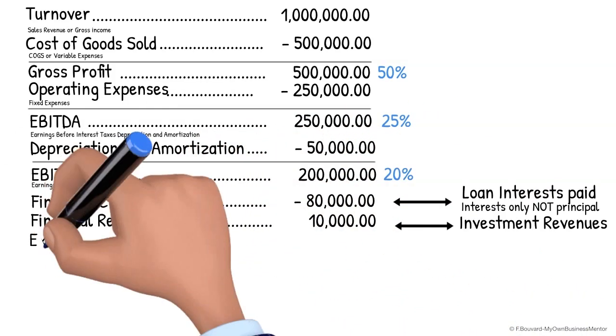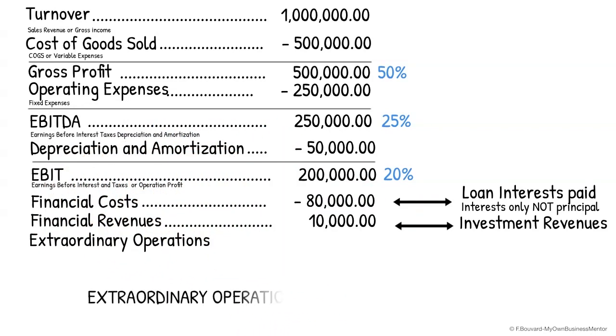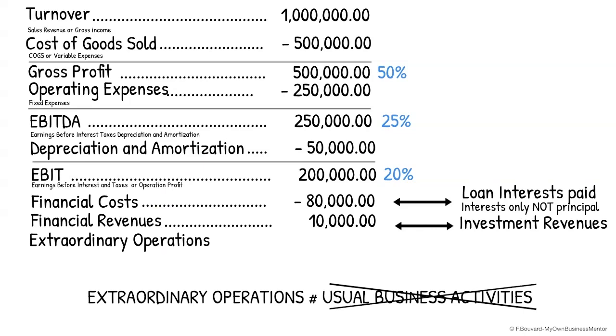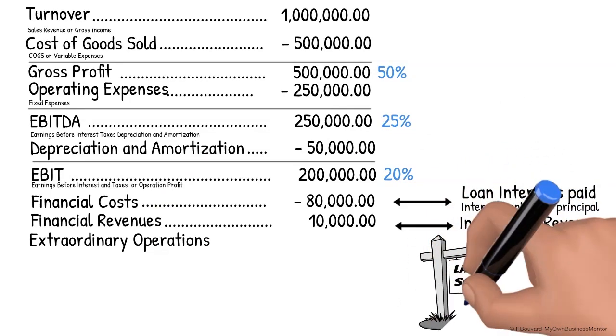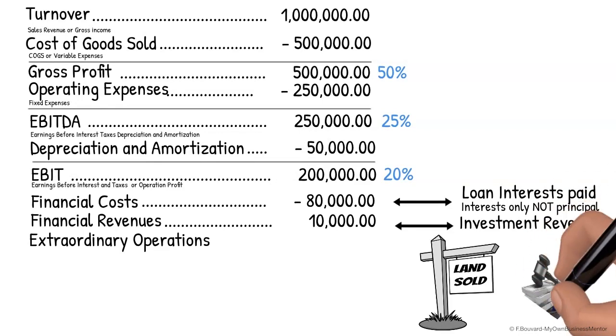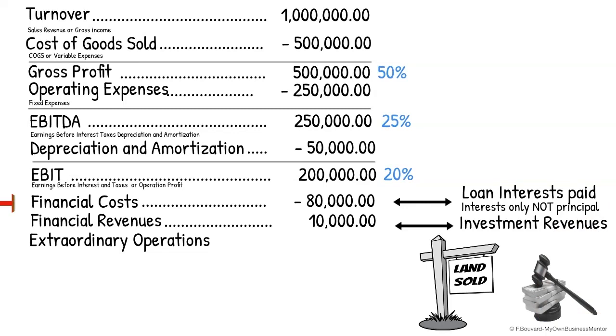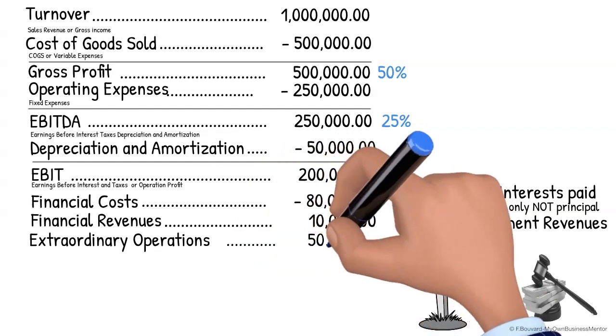Now, let's talk about extraordinary operations. These are events, or transactions, that are not part of the company's usual business activities. Think of things like selling a piece of land, or settling a lawsuit. These operations can significantly affect the company's finances, but happen rarely. This is the reason why, just like financial costs and revenues, extraordinary operations are accounted for after EBIT, to ensure we understand their impact on the company's profitability, separate from its regular operations. Let's assume those extraordinary operations generated a $50,000 profit.